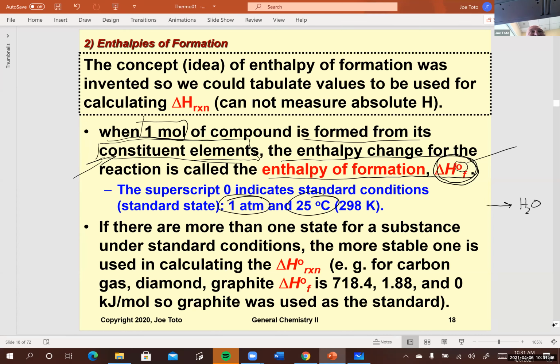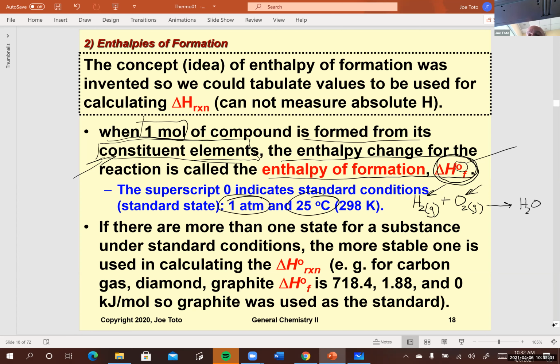Now, in what form do they exist under standard conditions? How does hydrogen exist? I think it's a gas. Gas? Yes. So it's H2, and it's a gas, and it's a homonuclear diatomic, right? Okay. And how about oxygen? That's a gas too. Yeah, it's another homonuclear diatomic. It's not only a gas, but it's homonuclear. So these are what's defined as the constituent elements. That's how those elements exist under standard conditions.